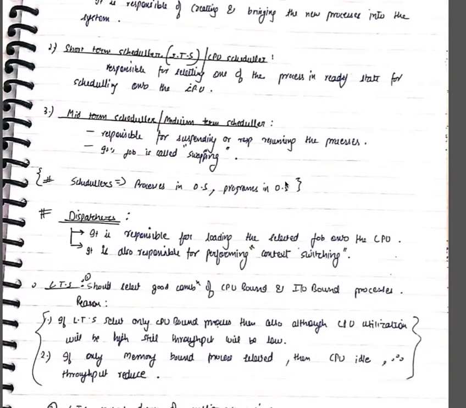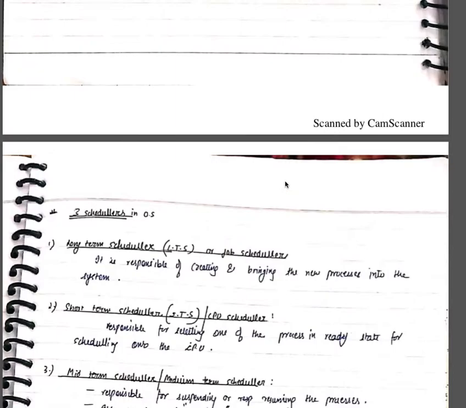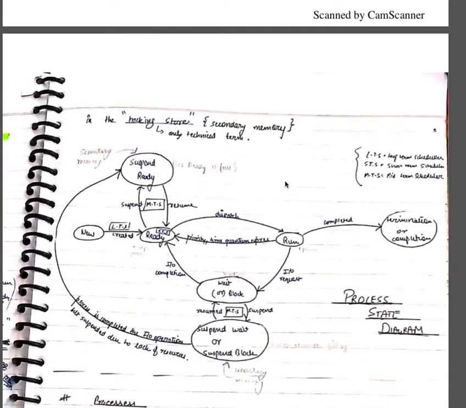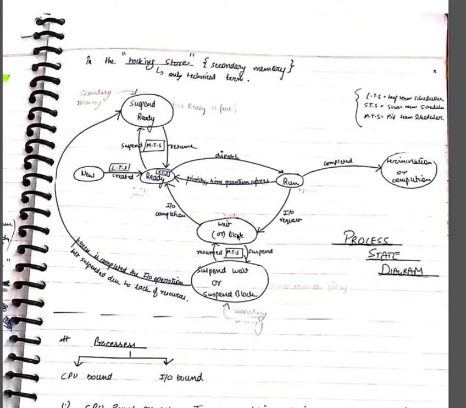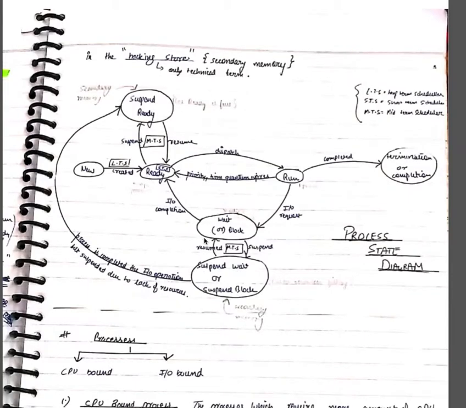Now mid term scheduler, its job is also called swapping. Why is it called swapping? Let's move to the diagram. Here, when the waiting block is getting full, the processes are getting suspended, and they are getting stored in the suspended block or suspended wait. Who does that? MTS does that. And resuming also is done by the MTS. Suspending, resuming, suspending, resuming. It is also seen as swapping. You are swapping the process. First it's going to the suspended block and then it's coming back to the waiting block.